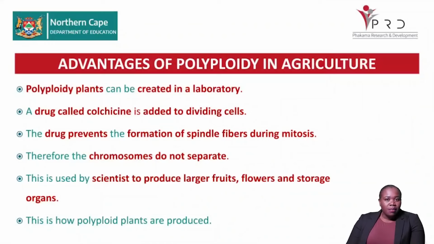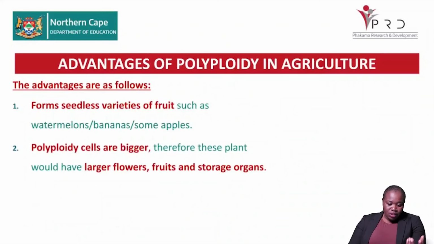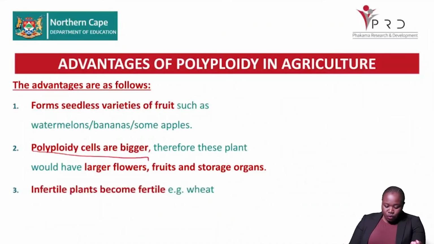Whereas in plants, when polyploidy occurs, especially in agriculture, you would then find that it is an advantage because the plants would contain bigger fruits. So these plants will bear big fruits, and those would then become fruits that are actually more desirable. Right. So the advantage there would be the fact that it would form seedless varieties. Sometimes you find that there are seedless varieties in watermelons and bananas as well as apples, or the cells are bigger. Therefore, the flowers, the fruits, and the storage organs are also bigger.